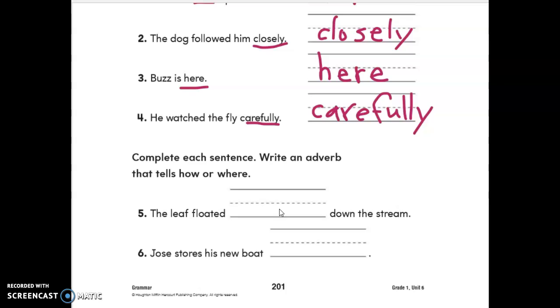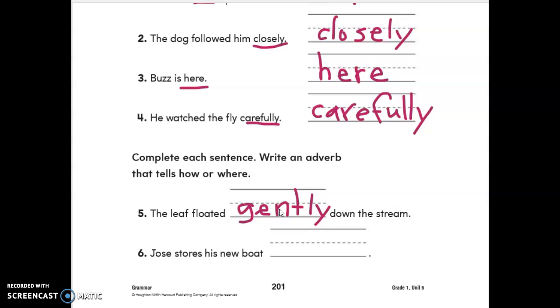The leaf floated quickly down the stream. The leaf floated gently down the stream. Any of those words would work. You can put whatever adverb you would like that makes sense. The leaf floated, what else could we say? I think I'm going to go with gently. Gently down the stream. And number 6, Jose stores his new boat blank.